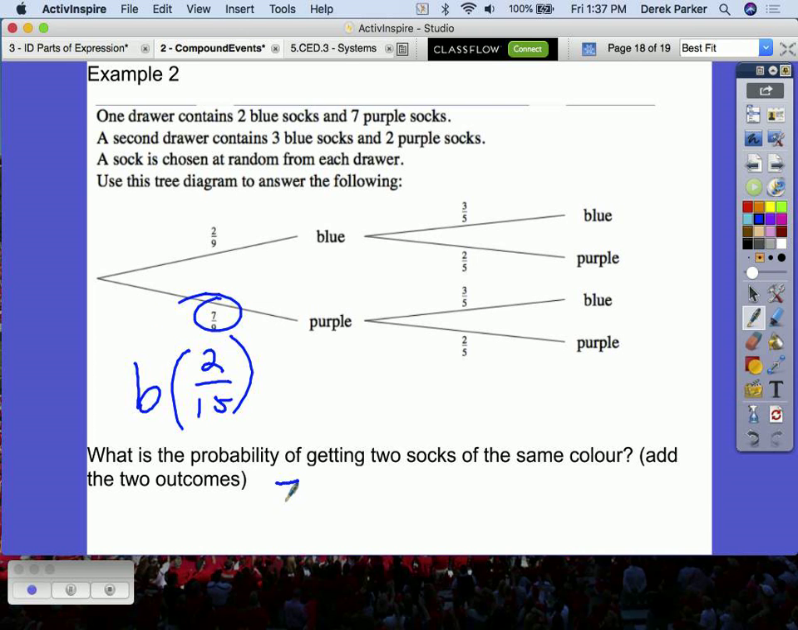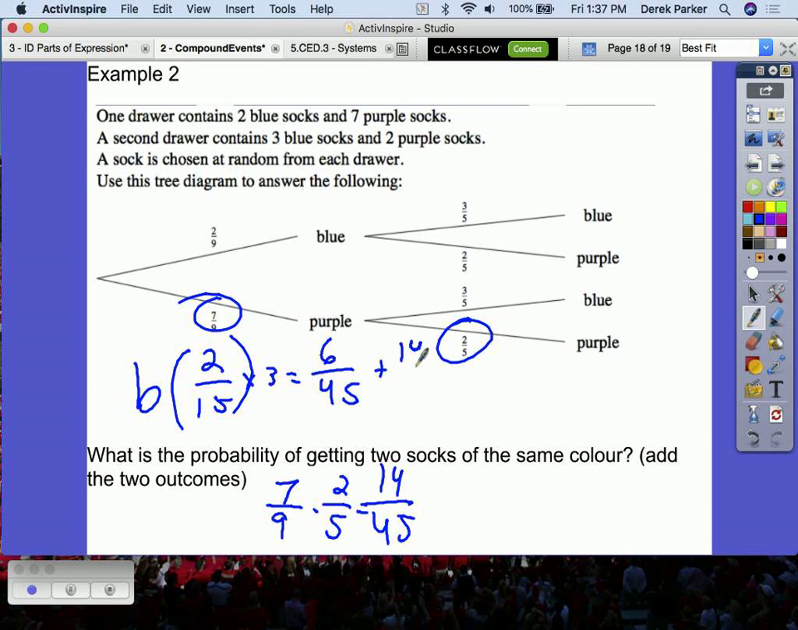The first one is 7/9 times 2/5, and I get 14/45. That cannot be simplified. It does not have a common factor. So I'm going to add the 2 fractions together. But first I want to convert this so it's the same denominator, and I get 6/45, and I add that to 14/45 because I want to know, of getting the same color of the 2 socks, what's the total probability? So I'm going to add the 2 outcomes together, and I'm going to get 20/45, and then simplify by 5, and I get 4/9.